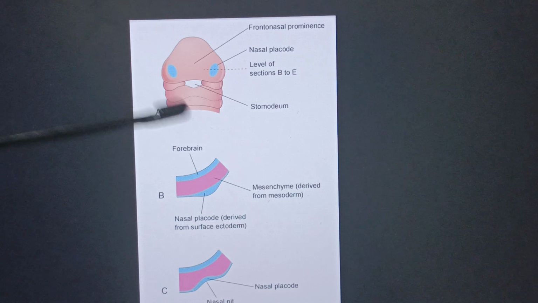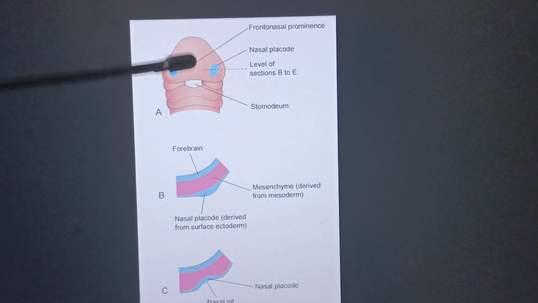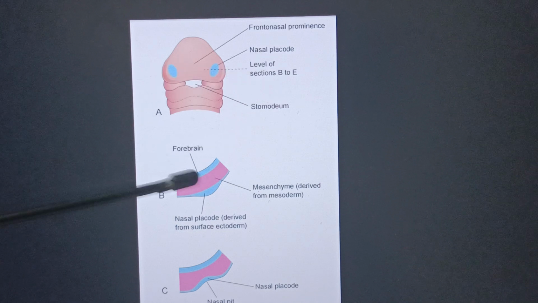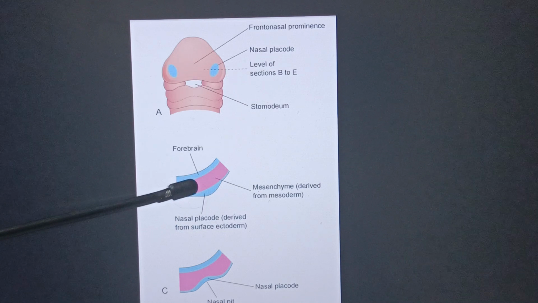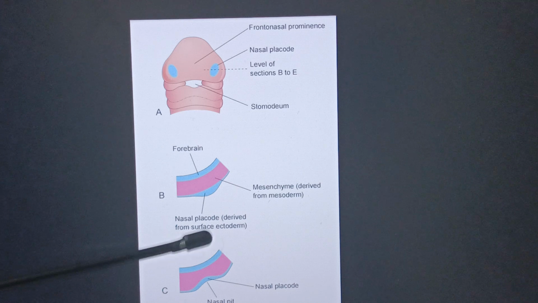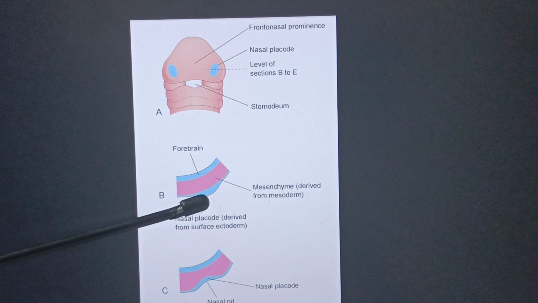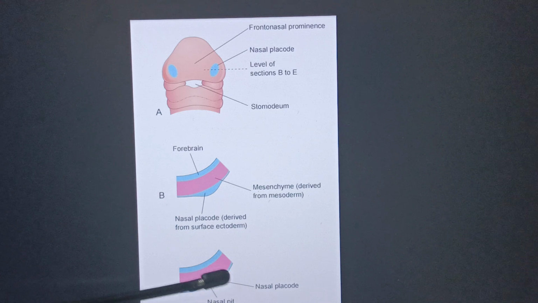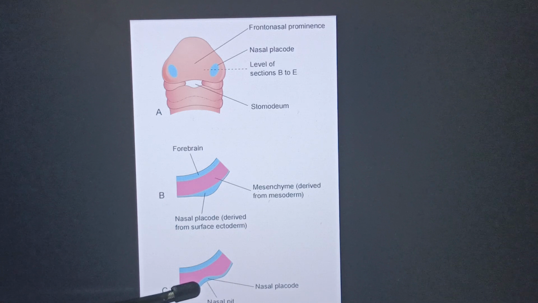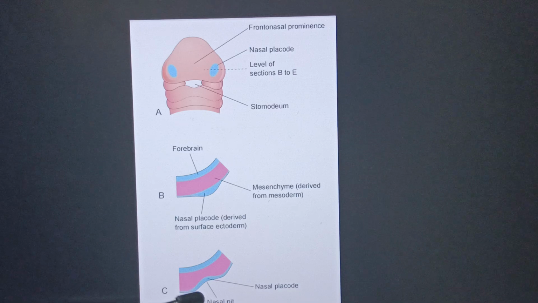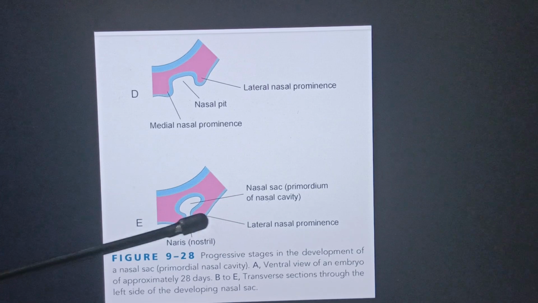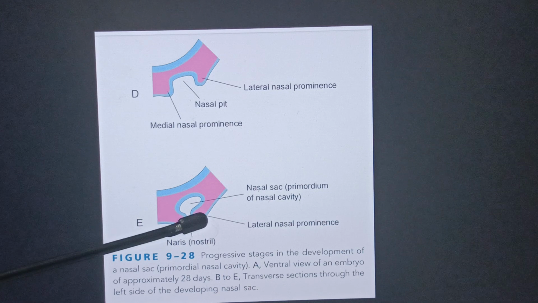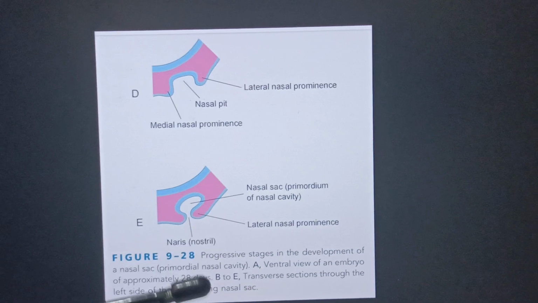Now this picture will show you the front of the embryo, the frontonasal prominence. This is the stomodeum, nasal placodes being cut here, and you can see this is the forebrain. This is the mesenchyme derived from the mesoderm, and these are the ectodermal thick ridges that form the nasal placode. Now they are being converted into nasal pits because the sides are being elevated to form the medial and lateral prominences. So see how this pit is transformed into the nasal sac with the growth of the medial and lateral prominences, right?